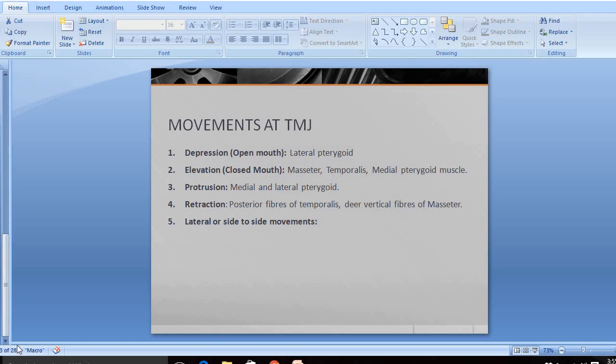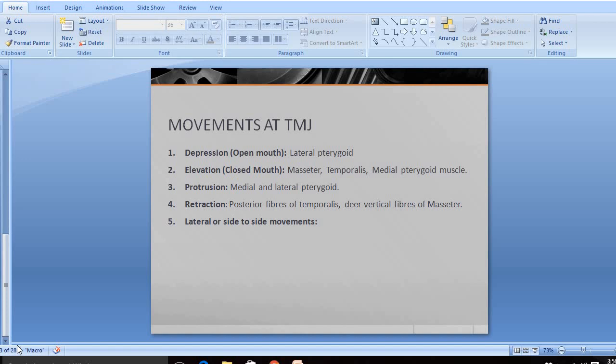This video is a continuation of the class on the temporomandibular joint. So we have already studied the type of joint. It is a synovial joint of condylar variety.